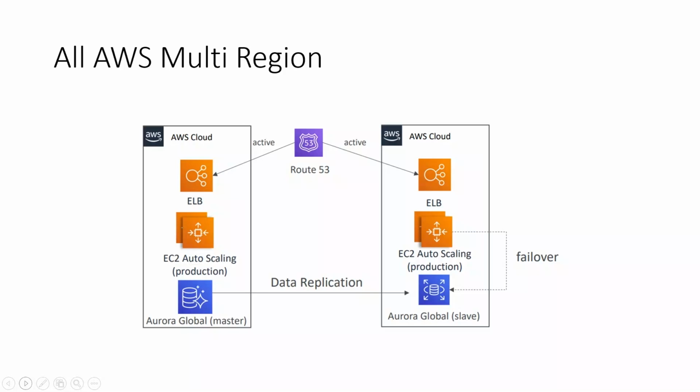Why a global database? Because Aurora global is accessible from any region across the world, and you're going to pay a little bit more, but still, if you want to have that least RTO, you're going to have to pay for it, right?